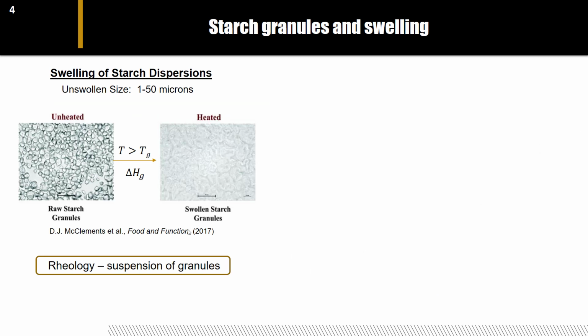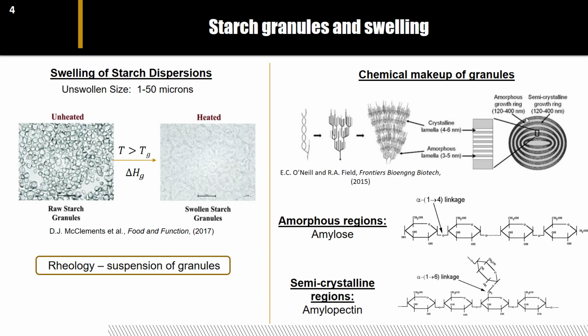So before we begin, let's talk a little bit about what the structure of starch looks like. Here's a microscope image of starch. And you see that starch consists of discrete granules that swell above a critical temperature. So if you want to think about modeling it from a rheological perspective, you want to understand the rheology of a suspension of granules. Now, if you want to understand the chemical makeup of the granules, there's a lot of literature out there. But if you cut open a granule, it consists of concentric regions of amorphous and semicrystalline polymers. The amorphous regions are linear chains of amylose, and the semicrystalline regions are branched molecules of amylopectin. Now, above this Tg, water interacts with the amylopectin regions, and this is what causes the swelling to occur.